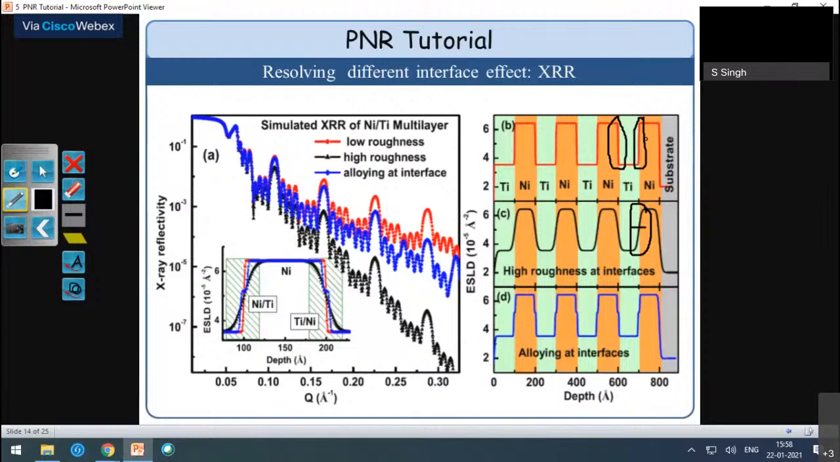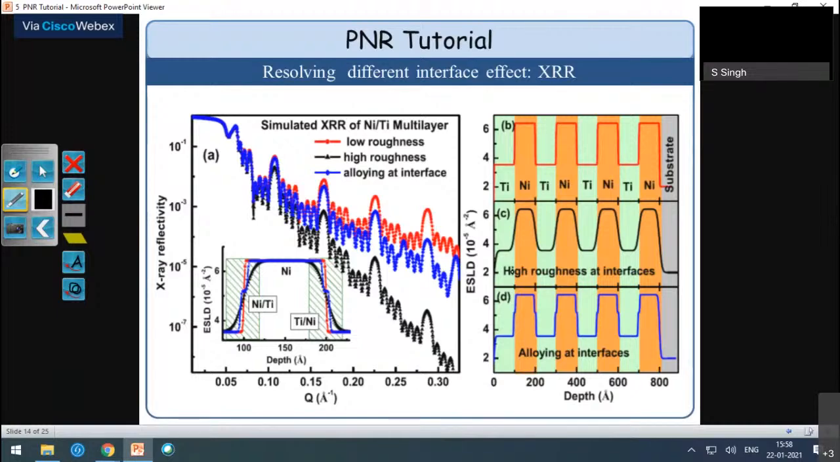So in this first case, roughness is lower. In this case roughness is higher. So you can see how the scattering length density profile looks. We are modeling this interface by an error function, and you can see this modulation is higher here. And the X-ray reflectivity pattern from these two is shown here. The top one, red one, is the lower roughness. We have just increased the roughness at the nickel titanium interface. Then at higher Q, we have a shift in the reflectivity pattern. This blue one shows that.